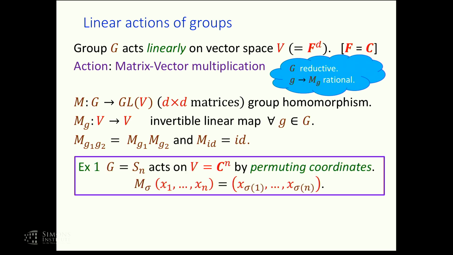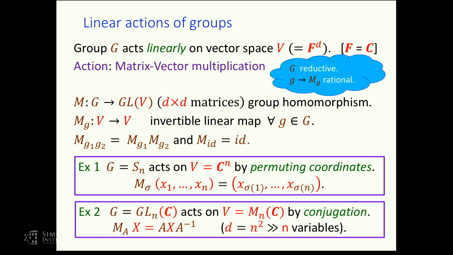Let's say G is a symmetric group Sn. It acts on vectors of length n by permuting the coordinates. So this M sigma for permutation sigma is just a permutation matrix. Here's another. G is a general linear group acting on a vector space of matrices now by conjugation.